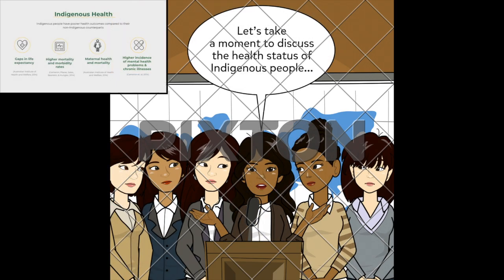Let's take a moment to discuss the general health of Indigenous people. There are great discrepancies seen between Indigenous people and their non-Indigenous counterparts. In Australia, the reported gap in life expectancy between these two groups is 10 years. Although this statistic is specific to Australia, similar gaps do exist in other countries such as New Zealand, Canada, and the United States.